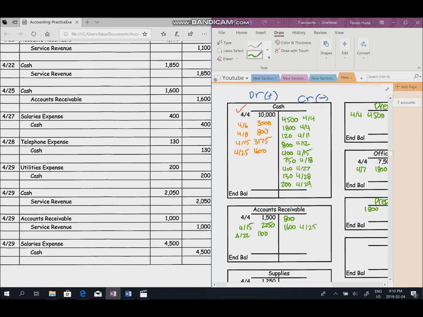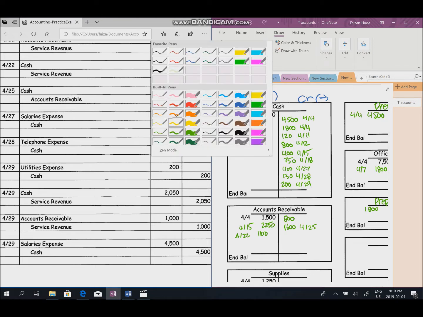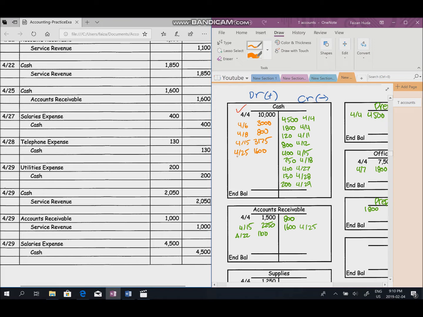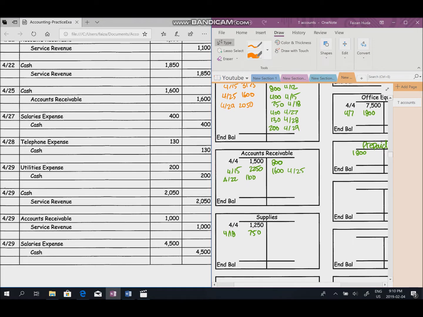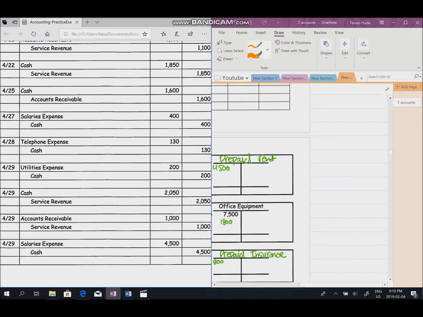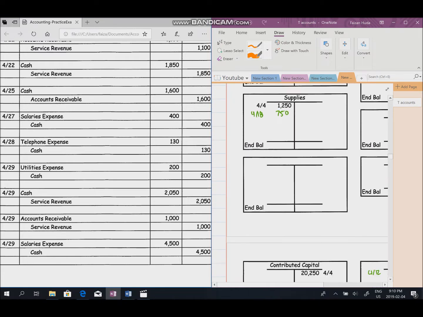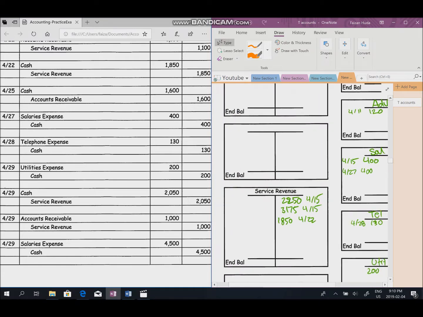Again, cash is debit 2050 on April, I believe, 29. So April 29, cash is being debited by 2050. And then sales revenue is being credited by 2050. It was a sales revenue account, I think it's below, yeah. So far, they're all credit entries for sales revenue, which is completely fine though.